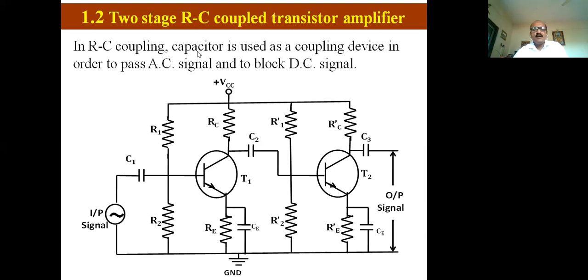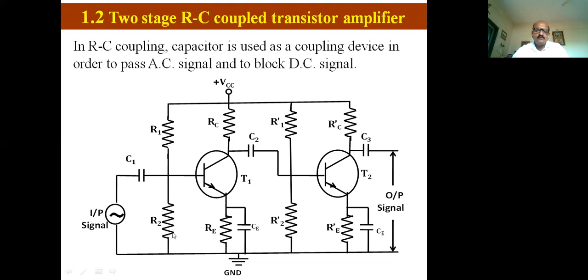कुठलं coupling device use केलेलं आहे? Capacitor is used as a coupling device in order to pass AC signal from one side to the other side, and it blocks a DC voltage. This DC voltage is not passed here to the input signal. What is the function of a capacitor? It passes AC signal and blocks a DC voltage. DC voltage काय केलं जातं? ब्लॉक केलं जातं आणि AC signal काय केले जातात? पास केले जातात. We can remember that.